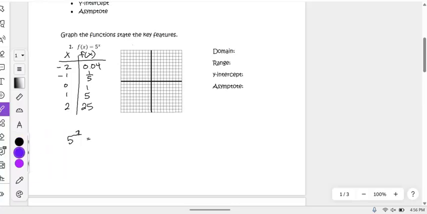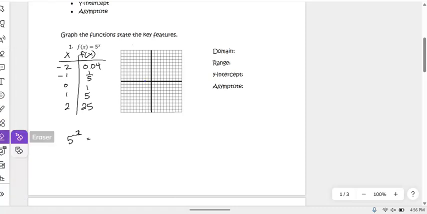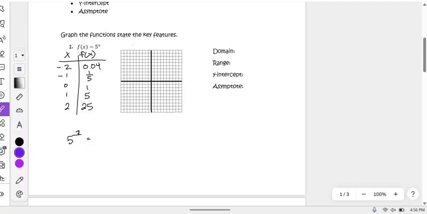So now we're going to graph this. I'm going to go to -2 and barely above the -2. It's kind of hard to see on this one. Then I have -1, 1/5, so just barely above it. Again, this is kind of hard to show. And then you have 0, 1, then 1, 5, and then 2, 25 would be completely up there. And so then you have it like this.